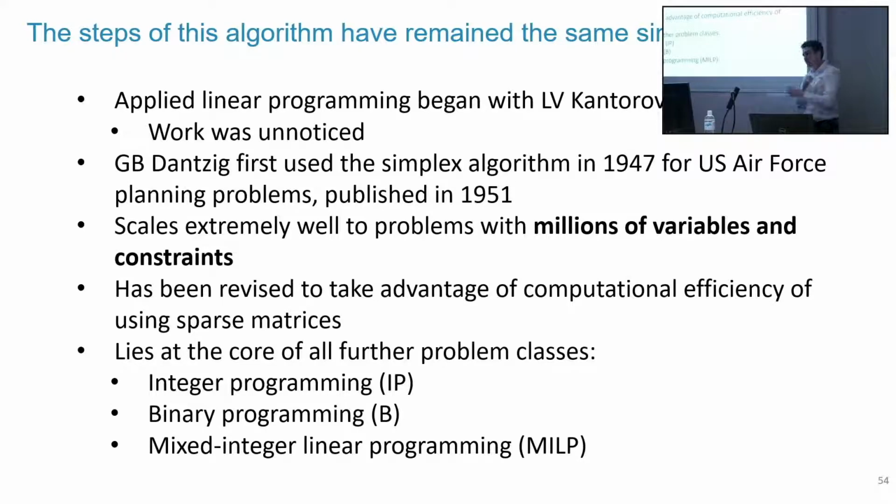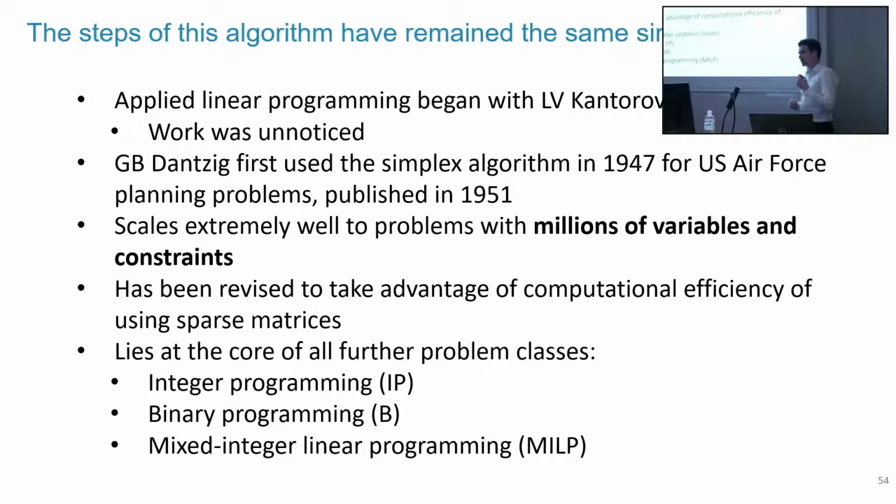So applied linear programming, identifying that these models are somehow special or interesting, was done in the USSR by Kantorovich, and he published his work, but no one cared, sadly. And then Dantzig was using it during the war, and then started publishing his work after the war, and it really took off. That was in the US. The simplex algorithm was first used in 1947, but published in 1951.